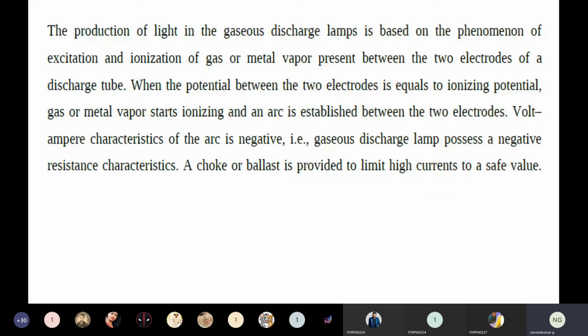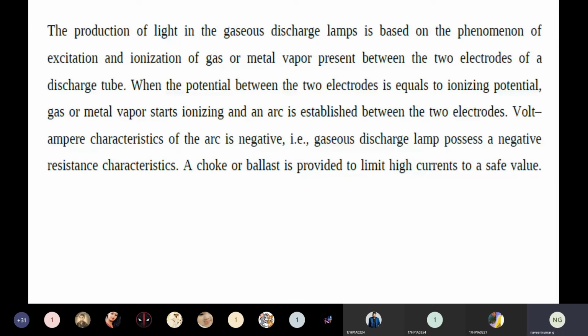Now, production of light in gaseous discharge lamps is based on the phenomenon of excitation and ionization of the gas or the metal vapor present between the two electrodes. This happens in the discharge tube. When the potential between the two electrodes is equal to the ionization potential of the gas or the metal, the metal vapor or the gas starts to ionize and we establish an arc between the two electrodes. Accordingly, the volt ampere characteristic of the arc is observed to be negative. So the gaseous discharge lamp possesses negative resistance characteristics.